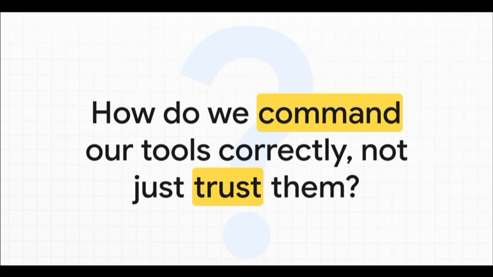Our tools, our compilers, they're getting smarter and smarter every year. But volatile is this powerful reminder that at the end of the day, we, the programmers, are the ones in charge. So it forces us to ask, how do we make sure we understand our tools well enough to command them correctly, instead of just trusting their smart behavior blindly?